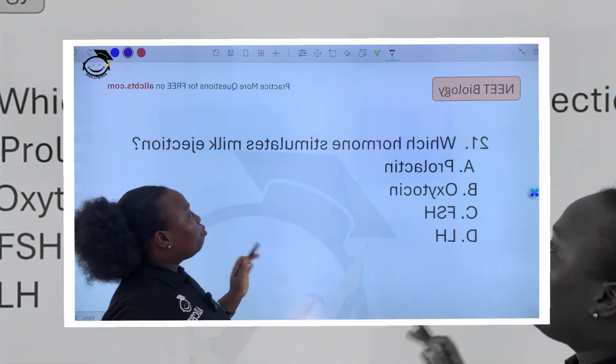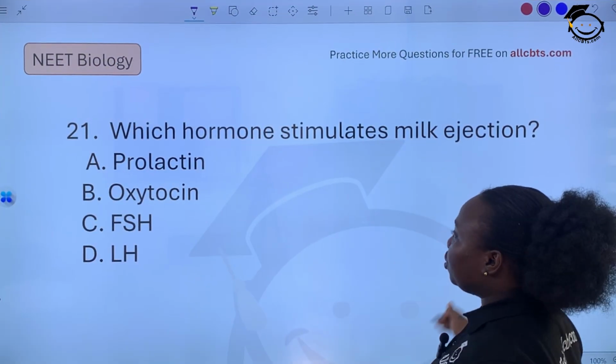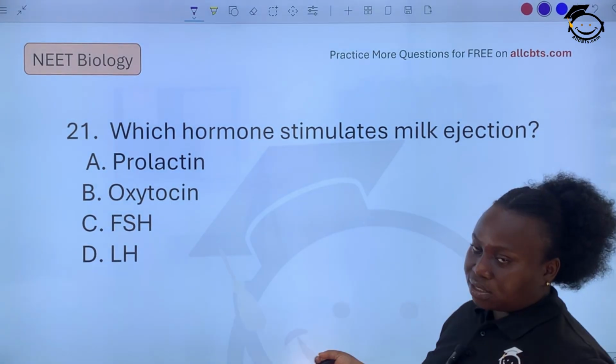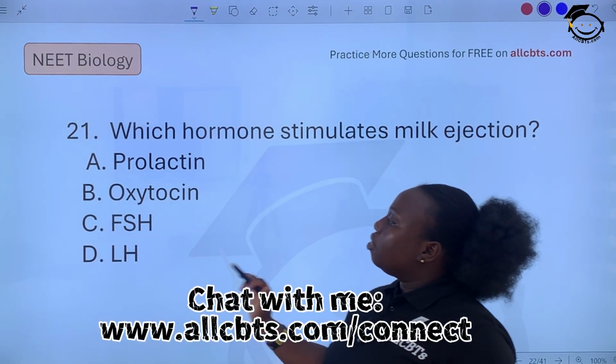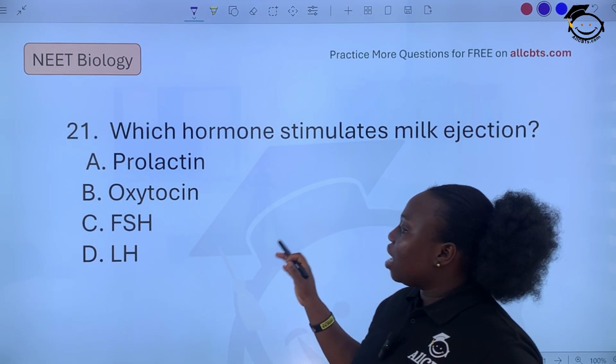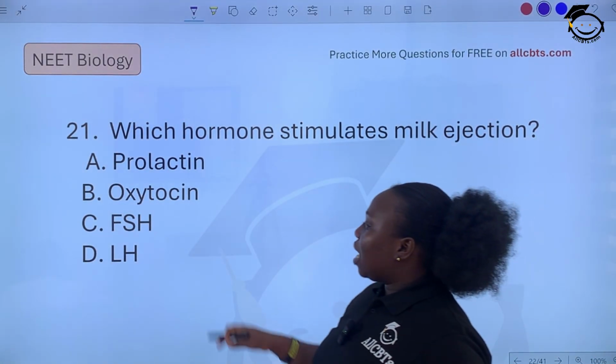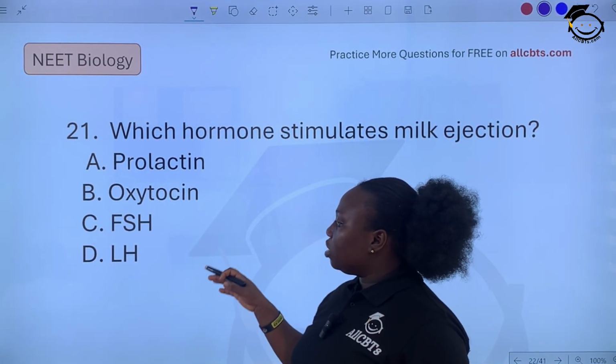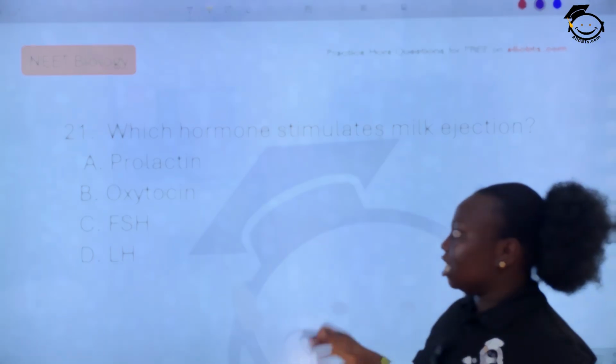Number 21. Which hormone stimulates milk ejection in humans? A. Prolactin. B. Oxytocin. C. FSH, that's the follicle stimulating hormone, or D. the luteinizing hormone, which is the LH.